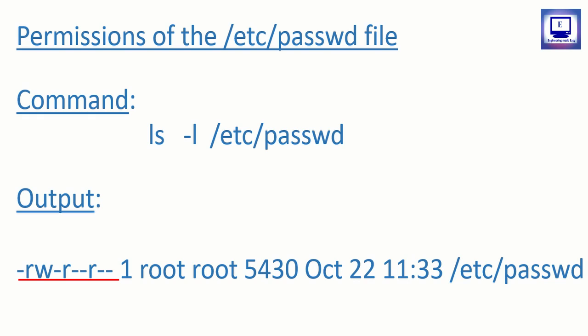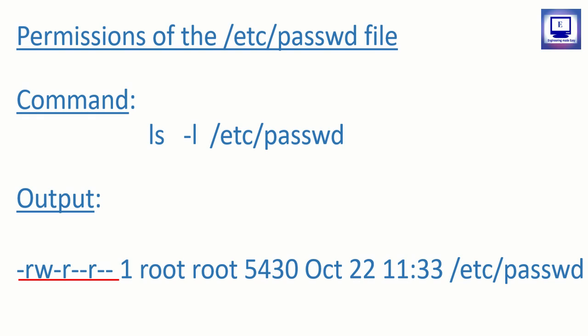The next three fields indicate the access permissions of the owner. Now if you are my regular viewer or my subscriber, then you are definitely familiar with this kind of notation. We have already seen in the first two videos of my channel that these are the permissions of owner, group and other users. So in the above case, the owner can read and write the file but cannot execute it.